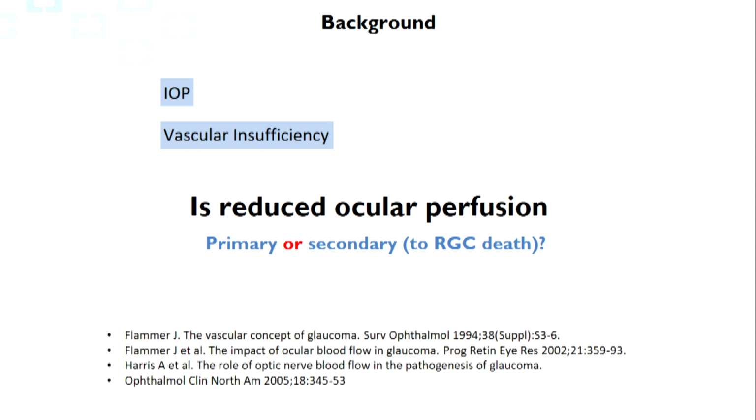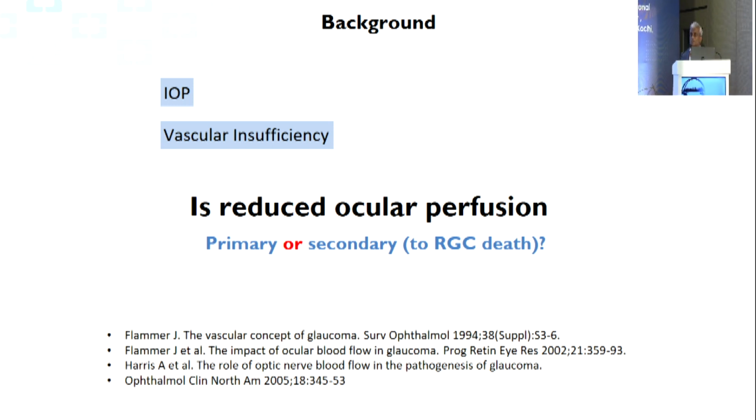So after having listened to a whole hour of talks about OCT angiography with regard to retinal diseases, we will now look at how it can help in diagnosing and managing glaucoma. Now, the big question has always been, yes, there is intraocular pressure and intraocular spikes. The other point is the vascular insufficiency that develops from the raised pressure. But the question is, is reduced ocular perfusion a primary condition or a secondary condition to RGC death?